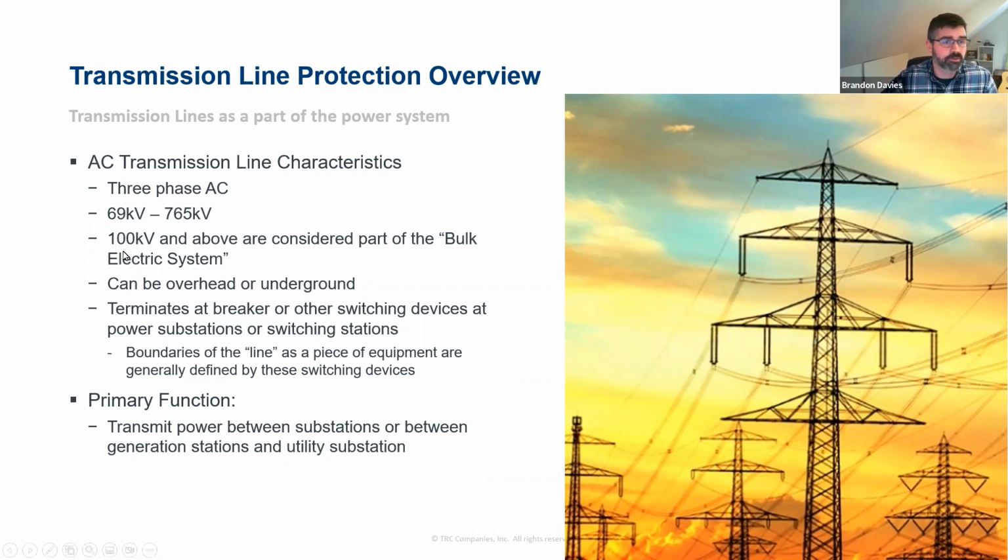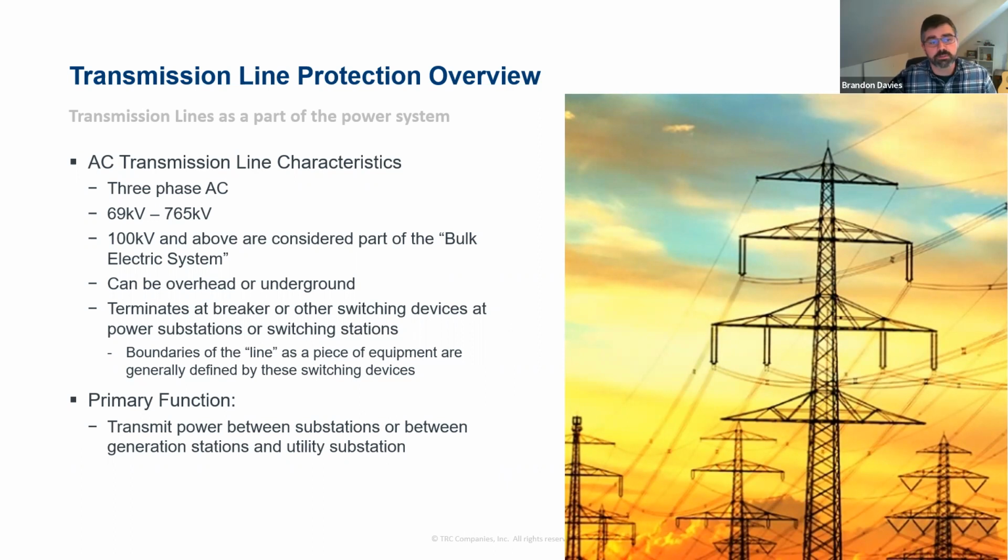Anything above 100 kV is generally considered part of the bulk electric system. So when we're talking about the transmission system, that 100 kV cutoff is another way to look at it. There are some compliance requirements and other things that come into play once you hit that 100 kV mark, and you have to comply with certain requirements that are put out by NERC and other regulatory bodies.